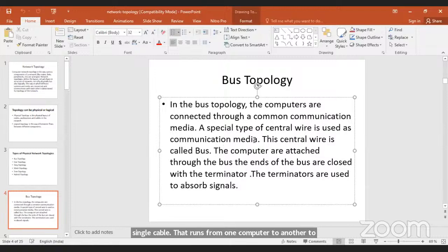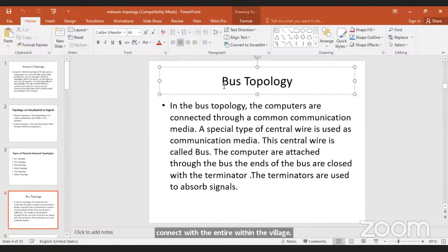Let us have a look at it like a tap of water. If you connect a tap of water, you realize that we have some connections. Your neighbor connects on the same pipe, and the same pipe connects to the entire village. So when it comes to bus topology, that's how computers communicate with each other.